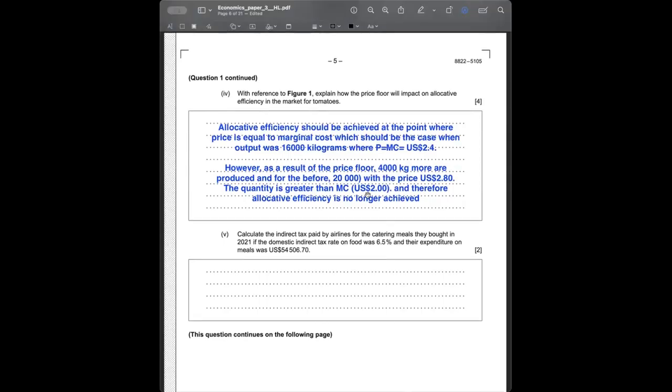Question 5. Calculate the indirect tax paid by airlines for the catering meals they bought in 2021 if the domestic indirect tax rate on food was 6.5 and their expenditure on meals was $54,500 something. I first calculate the expenditure without including tax, which is going to be this much. If I minus the value from the total expenditure, then I can get the tax amount.